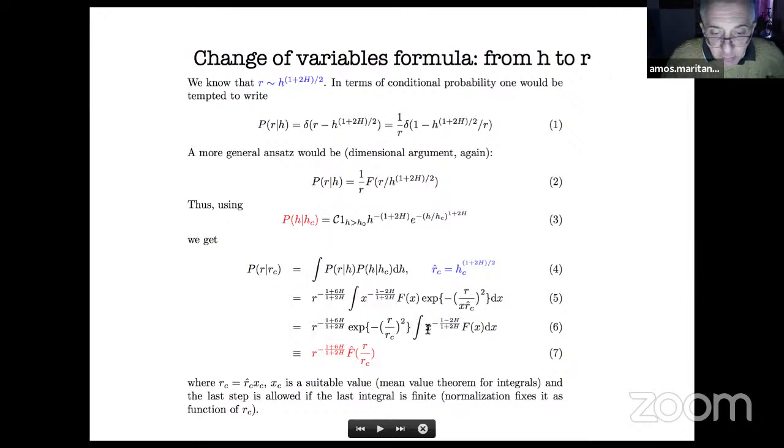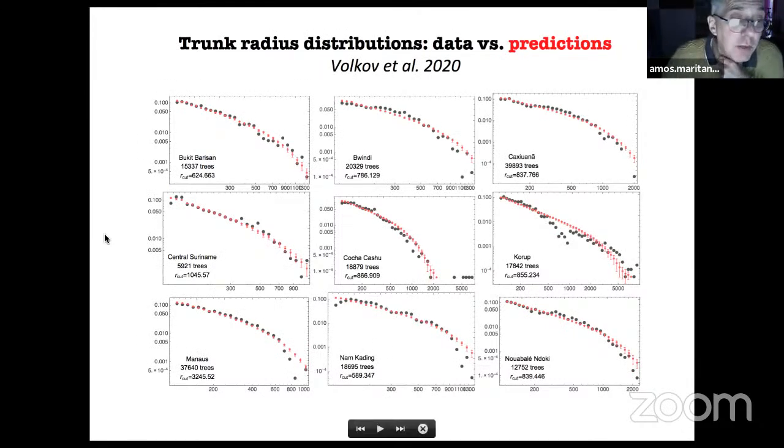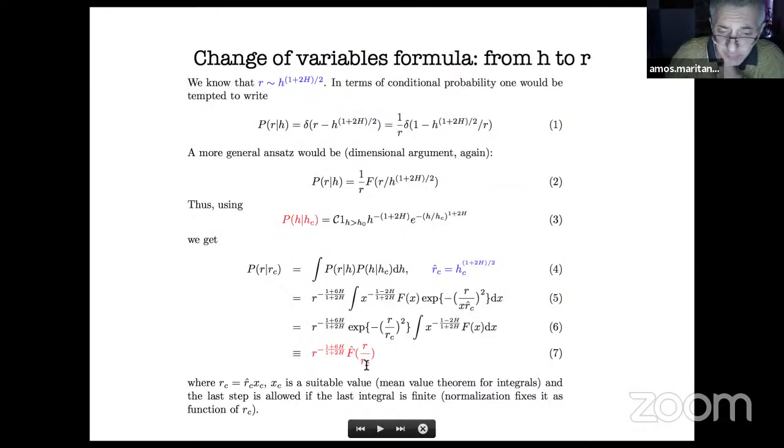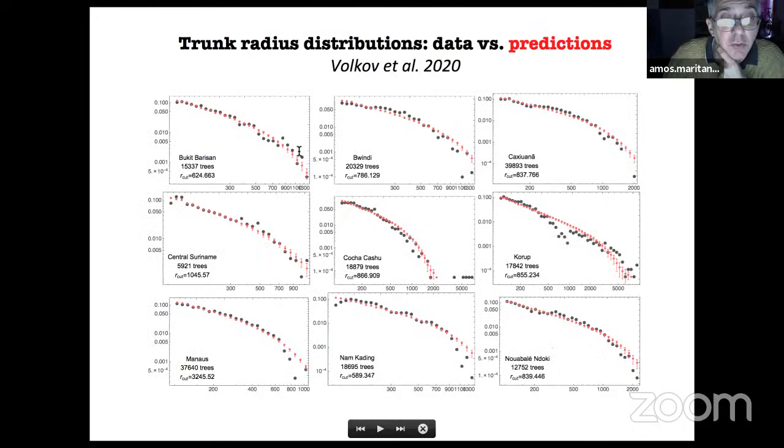So if we take the distribution for granted, we have only one parameter in our problem, which is RC, because we don't have a measure of the resource availability, and we measure capital H from the crown geometry. Then we plug it there, and we can make a prediction on the distribution of radius of trunk in various forests around the world. This is just a sample of 9. We have about 50 of them. So the red points are the prediction based on the previous slide, fitting just one parameter, which is RC, and the black dots are the data.